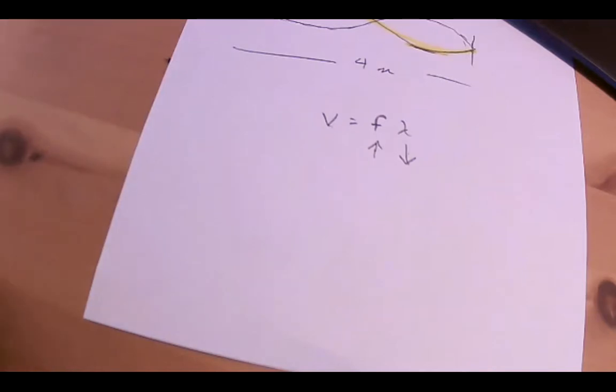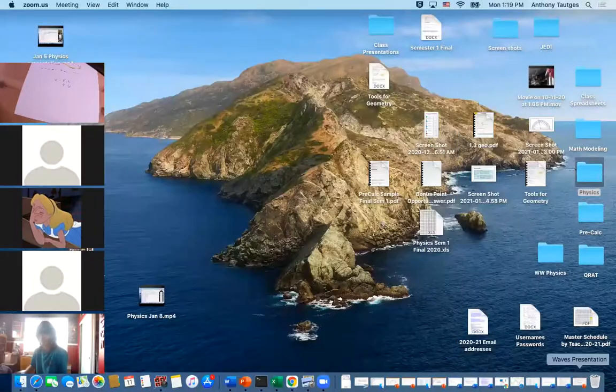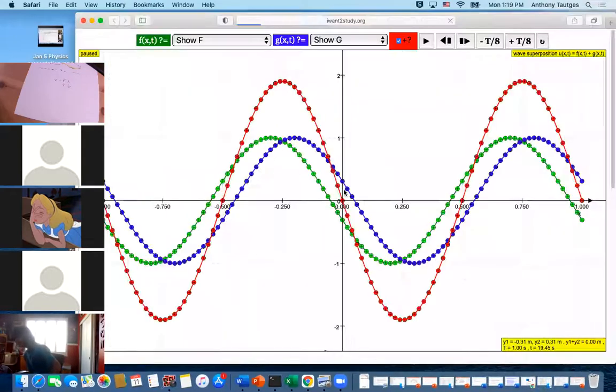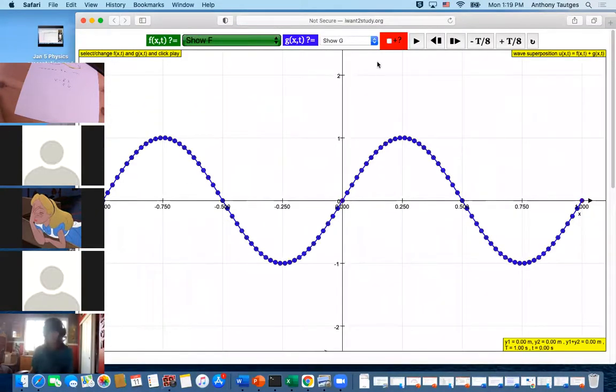Okay, one more thing to note about standing waves, and that is, I want to get back to my simulation to show you this. I can't minimize it while I'm recording. Okay, so I'm going to share. Oh yeah, that's how I do it. All right, and where's my simulation? Let's see. Here.